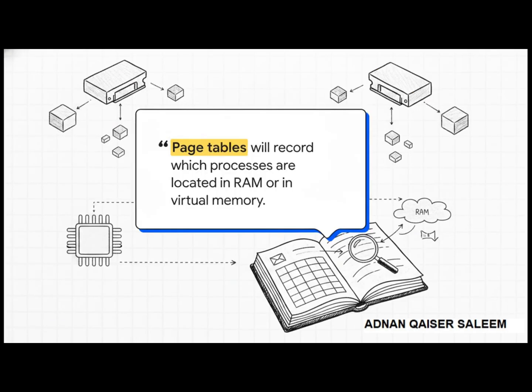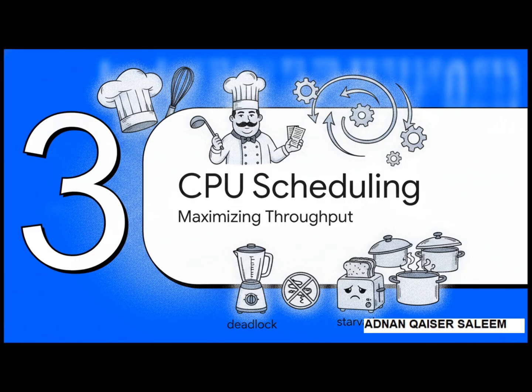Now, lean in for a second, because I'm going to give you a massive hint for grabbing some really easy marks on memory management questions. The OS doesn't just blindly guess where things are. It keeps a meticulous, detailed ledger. Page tables record exactly which processes are currently located in RAM or if they're parked out in virtual memory. Literally just mentioning the phrase page tables in your exam answer shows the examiner that you truly understand the deep mechanics of memory management.